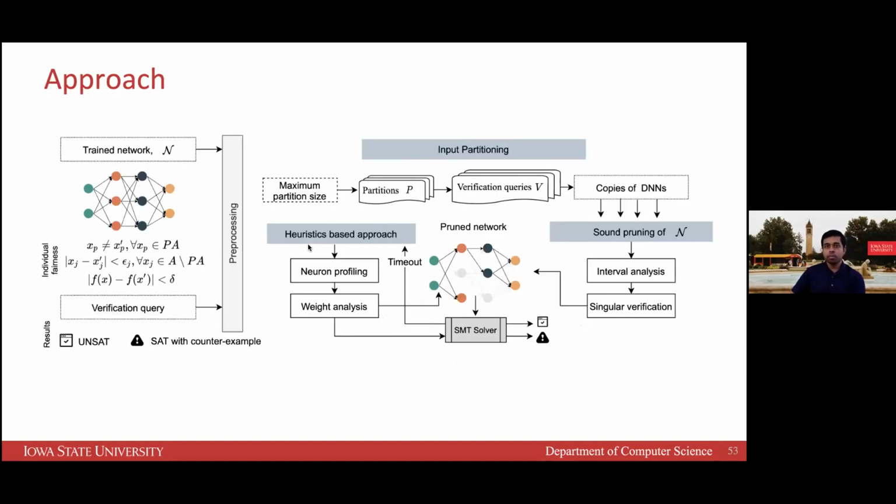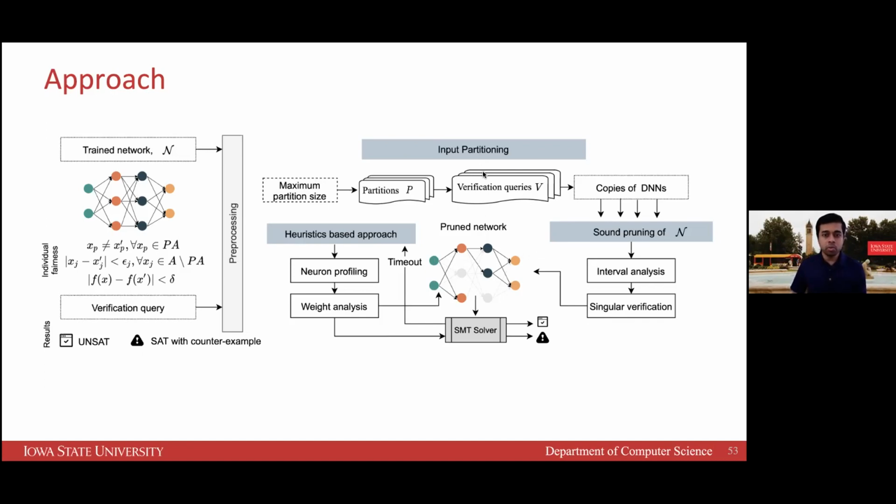This is the overview of our approach. Our approach takes two things: one is the trained network which we want to verify, and the other is the verification query that I just described. First we divide the inputs into multiple regions and assign a DNN copy to each of these input regions.